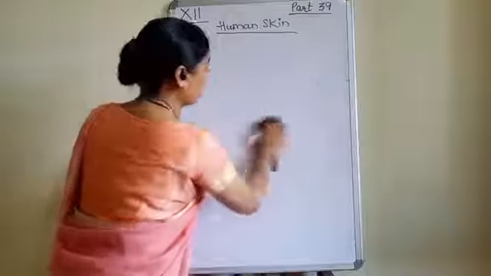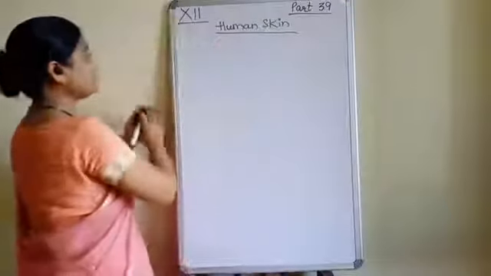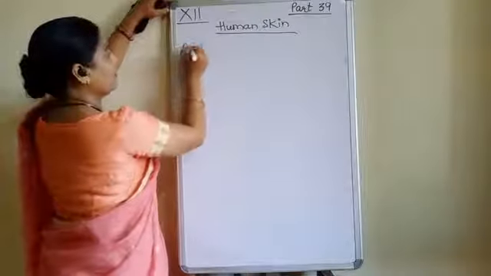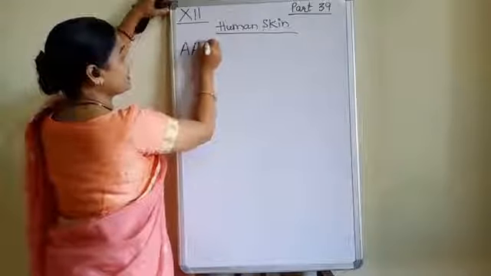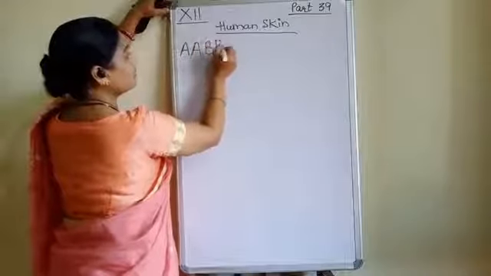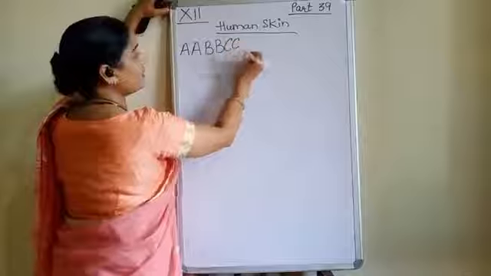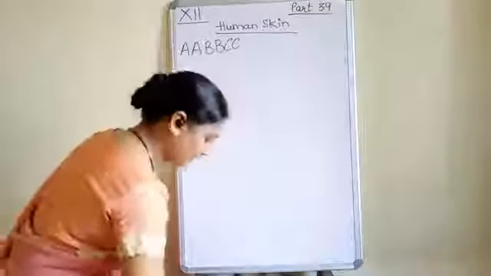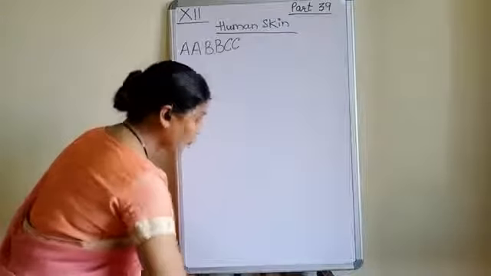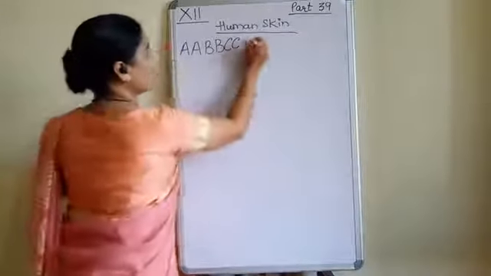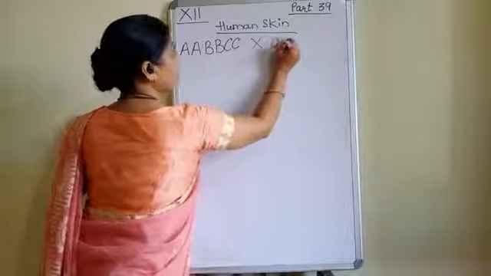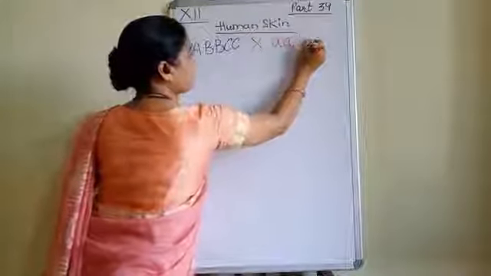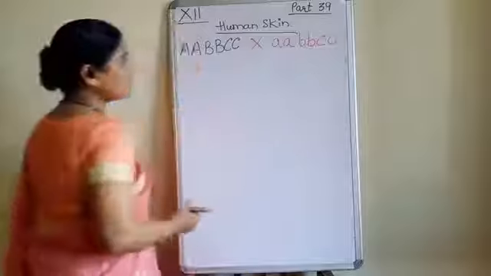We have to take the 3 genes, that is capital A, because it is polygenic. More than 2 genes are responsible for one trait. So we will take the genes like this. Now we have to cross them with a perfect recessive, that is aa, bb and cc.